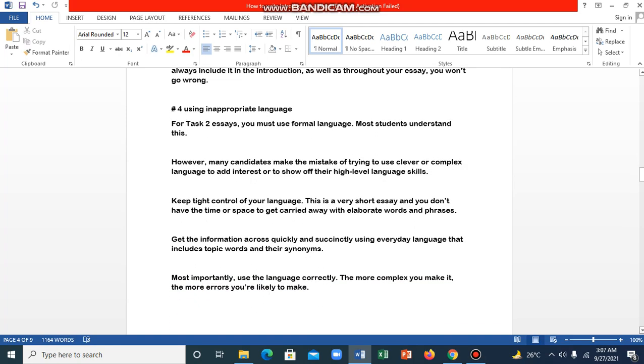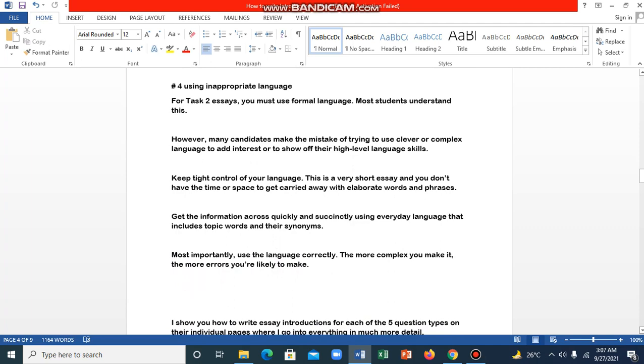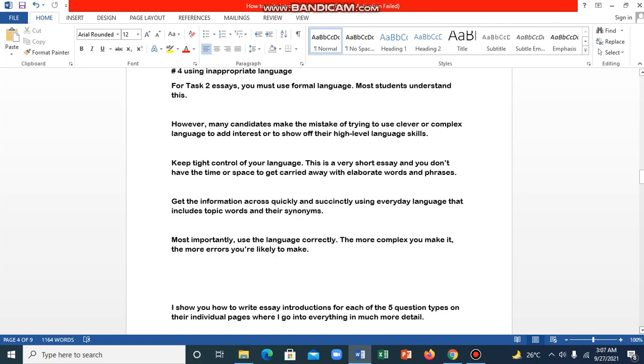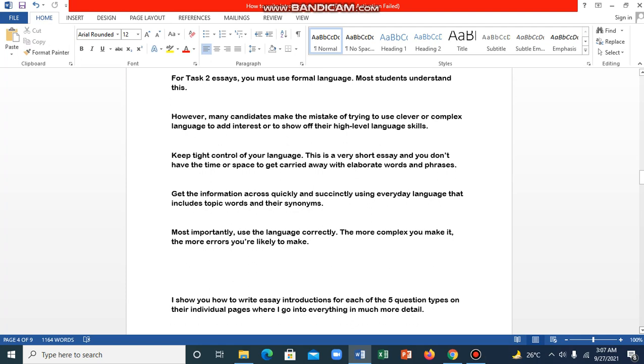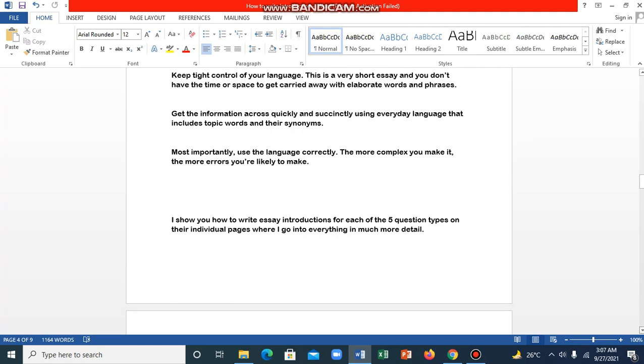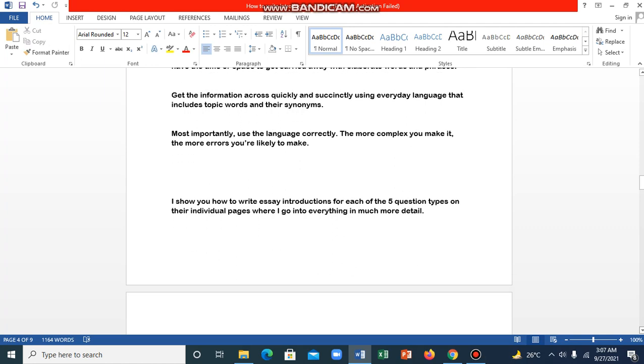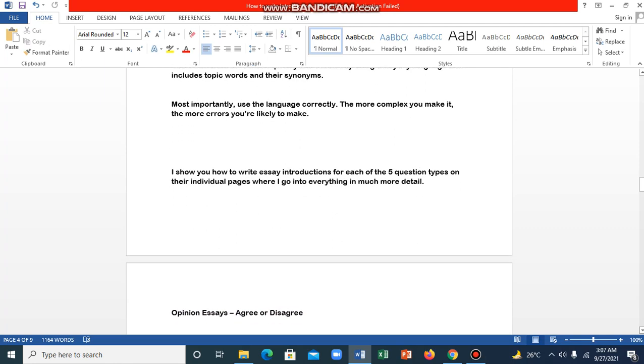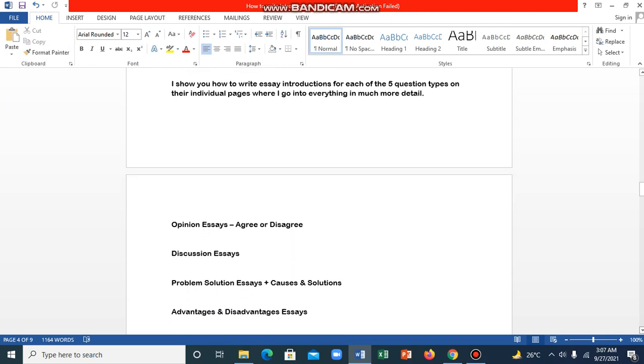Number 4, using inappropriate language. ठीक है, formal language आप use करें. Most students understood that. However, अगर आप नहीं करेंगे तो informal language, most importantly use the language correctly. ठीक हो गया, ये आपने करना है.